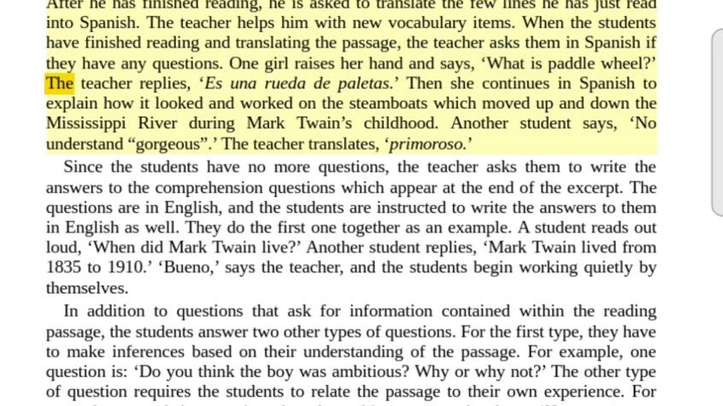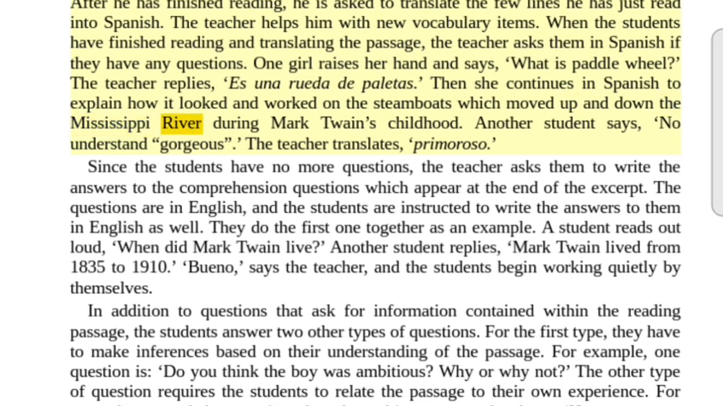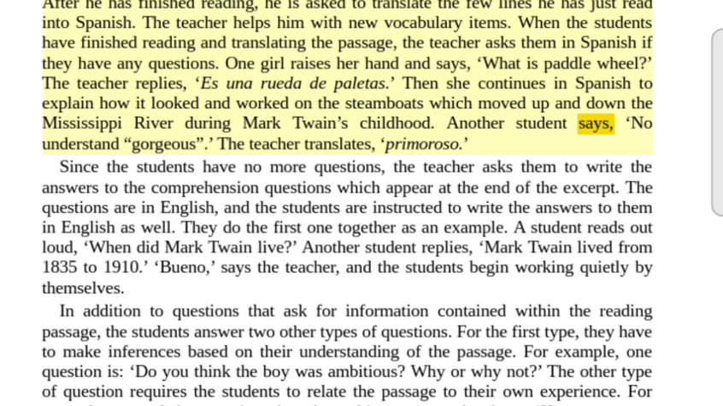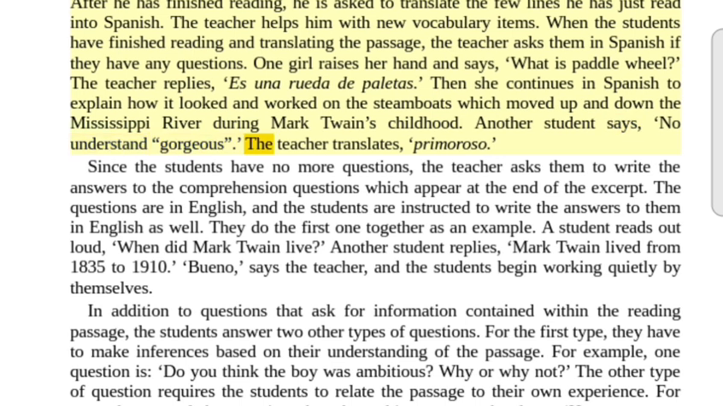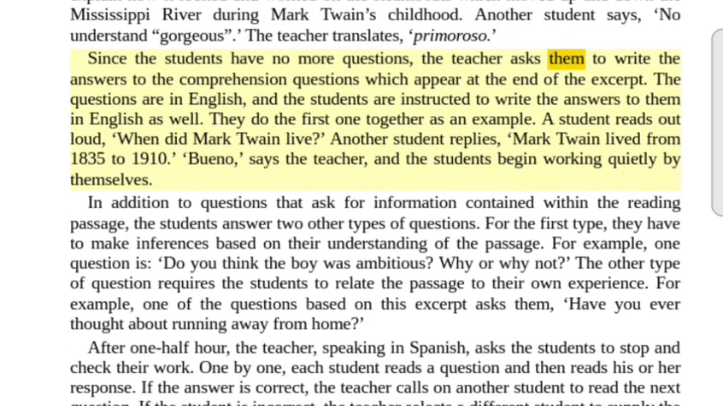The teacher replies, "Es una rueda de paletas." Then she continues in Spanish to explain how it looked and worked on the steamboats which moved up and down the Mississippi River during Mark Twain's childhood. Another student says, "No understand, gorgeous." The teacher translates, "Primoroso."